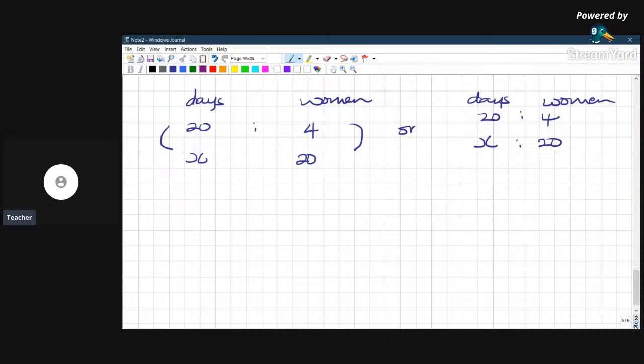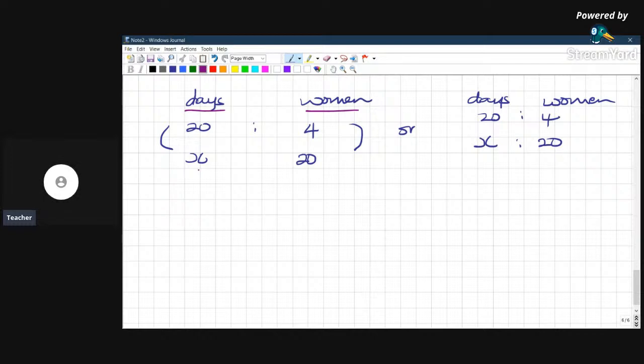And this one reads, in 20 days, it took 4 women to complete a task. How long will it take 20 women to complete the same task working at the same rate? All right, so I have it set up here. I have days, I have women, and we know the task was completed in 20 days by 4 women. If I increase the number of women from 4 to 20, how long would that take?